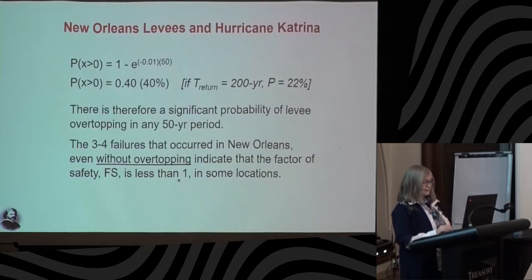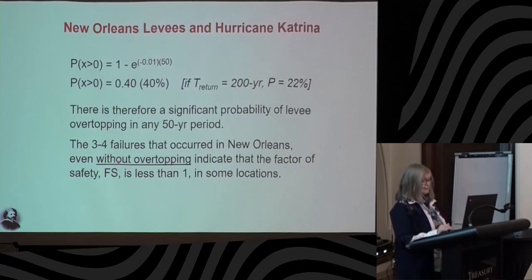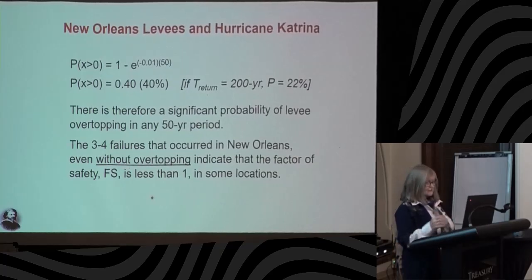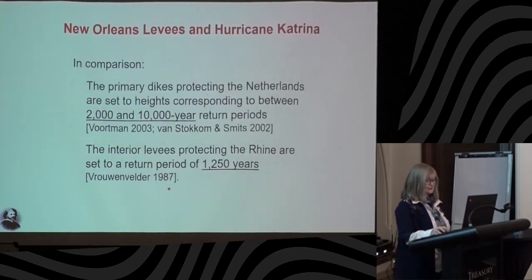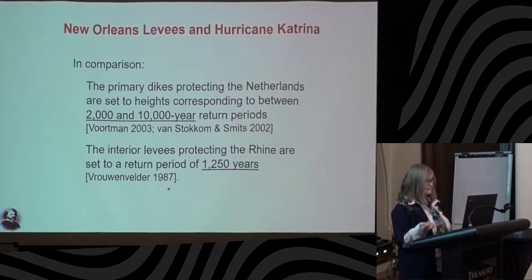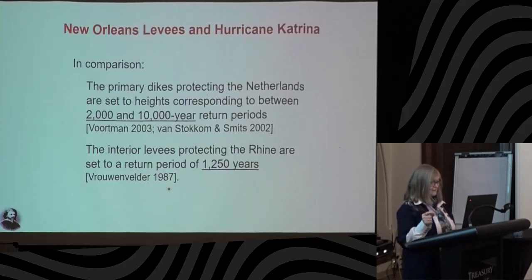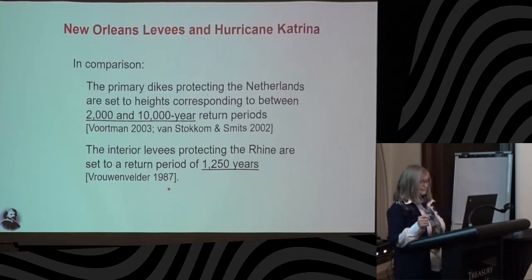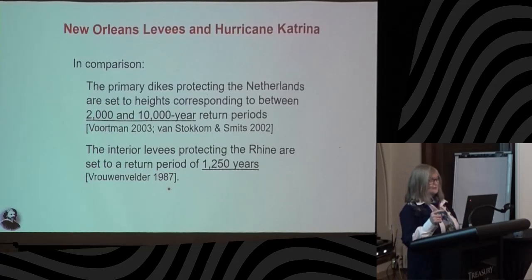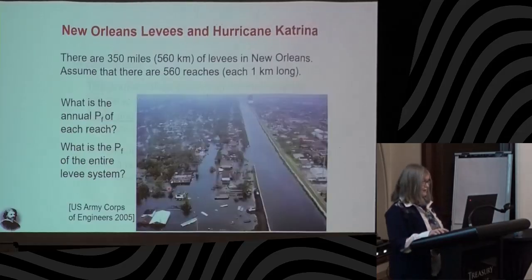And the three or four hurricanes that have occurred in New Orleans, even without overtopping, indicate the factor of safety is less than 1 in many locations. In comparison, the dikes protecting the Netherlands are set to heights corresponding to about a 2,000 to 10,000 year return period. And on the Rhine, we're using a 1,250 year return period. So we are using here a 100-year return period.